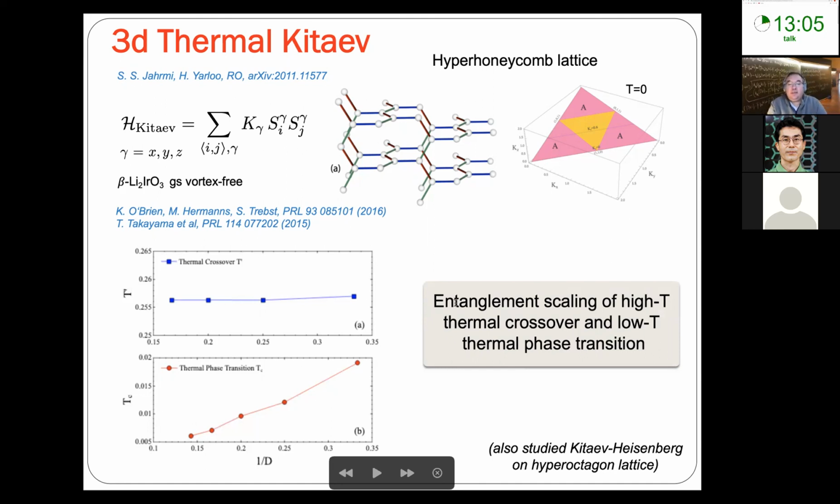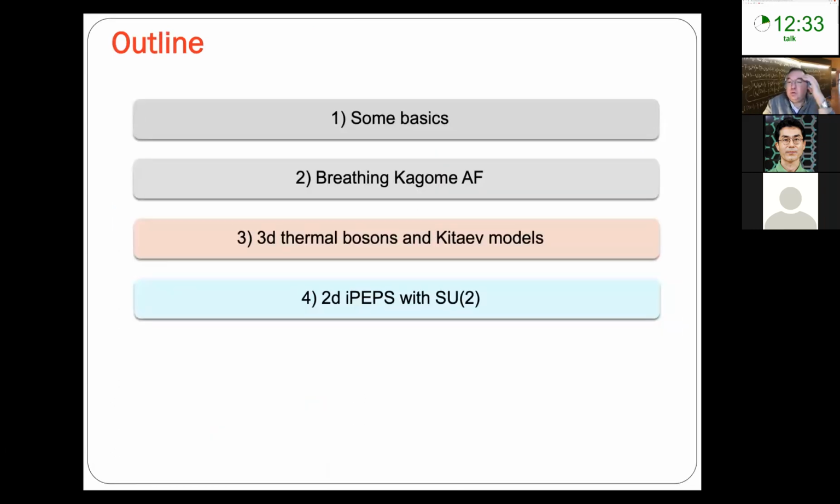Okay. Now, having said this, of course, if you have a look at the paper, you will see that we also studied other thermal states for different types of Kitaev models. In particular, we also studied the Kitaev-Heisenberg model on the hyperoctagon lattice, which is another trivalent 3D lattice. Again, we did the full phase diagram. We studied the different crossovers and so on. I invite you to take a look if you want. By the way, I noticed that this is on arXiv, but this was already published, so I should update that. Sorry for that. Good.